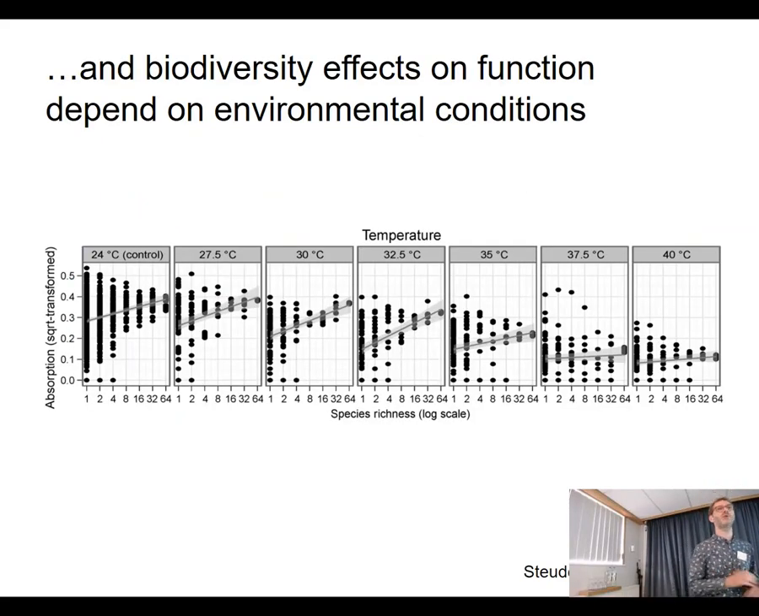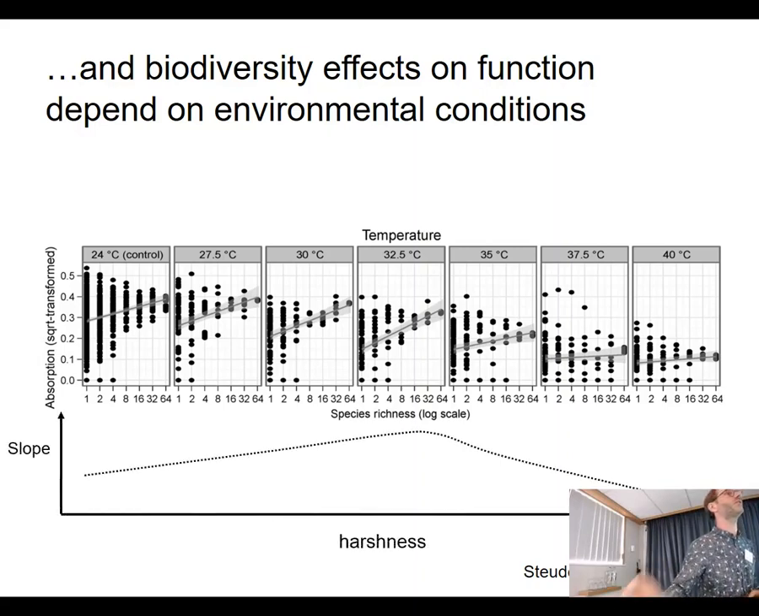To make things even a bit more complicated, biodiversity effects on function do not only change among systems, they also change with the environmental condition. This is a paper showing that temperature treatment is going to change the effect of biodiversity on the x-axis on function, here total absorption as a proxy for biomass, going from, let's say, moderately positive to a bit more positive in the middle temperatures to a flat line at the highest temperatures. So to synthesize, this is more or less what they found.